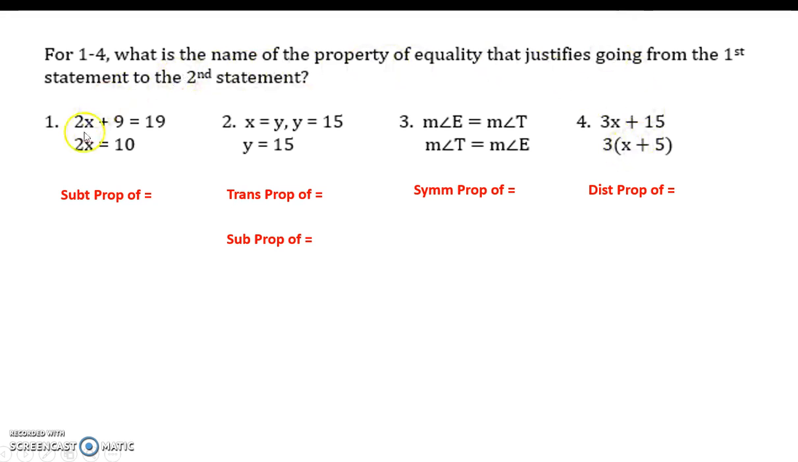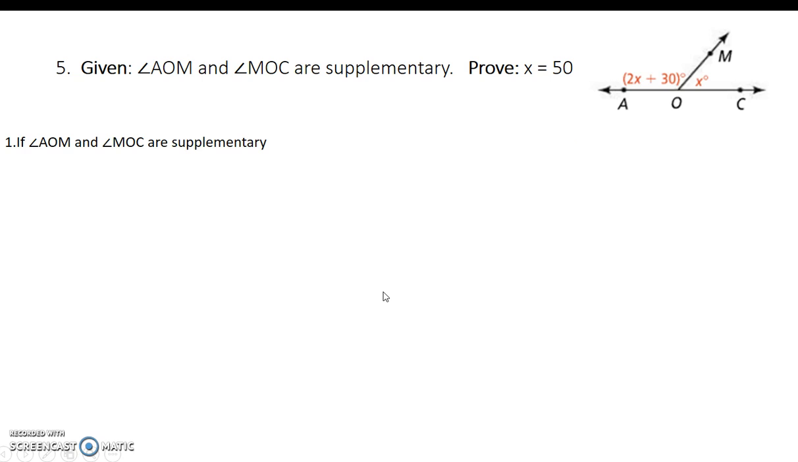So one thing we want to be good at is just recognizing the changes from one step to the next and trying to see what property is allowing us to do that. So here's kind of our first official proof, probably the main one for this lesson. What they tell us is that angle AOM, which is the angle on the left here, and MOC are supplementary. And we're trying to explain why in the end x is 50.